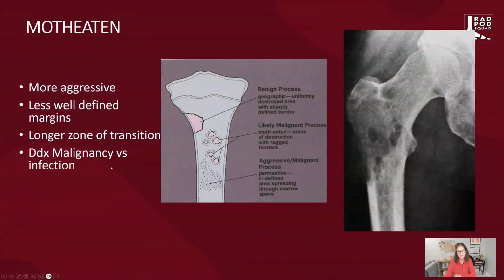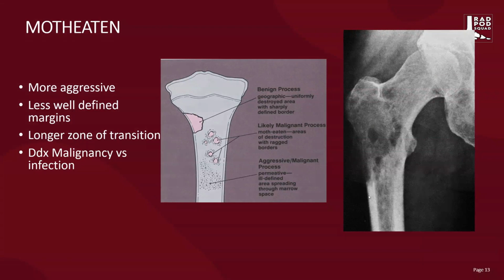Moving on to moth-eaten, these are less well-defined patterns, longer zones of transition, and the differential diagnosis often includes malignancy versus infection. Infection can look aggressive, so we always want to include that so we don't miss that diagnosis. And we can see here is our example in the femur. We're seeing these lucencies in this area. Also, an aggressive lesion, lucent, incomplete border is identified here.